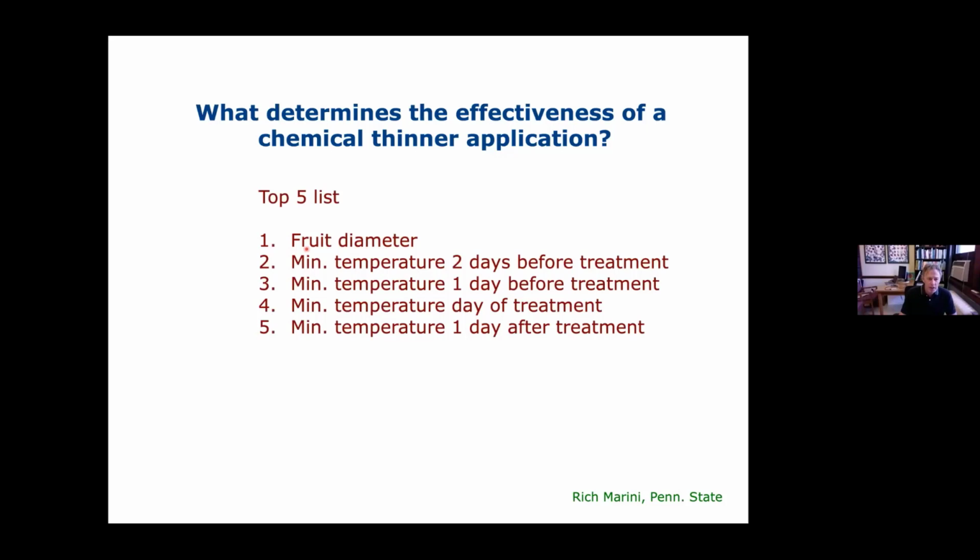Number two determinant of effectiveness of a chemical thinner is the minimum temperature 2 days before treatment. Minimum temperature 1 day, minimum temperature day of treatment, minimum temperature 1 day after treatment. Okay, and so these temperatures can be very important.